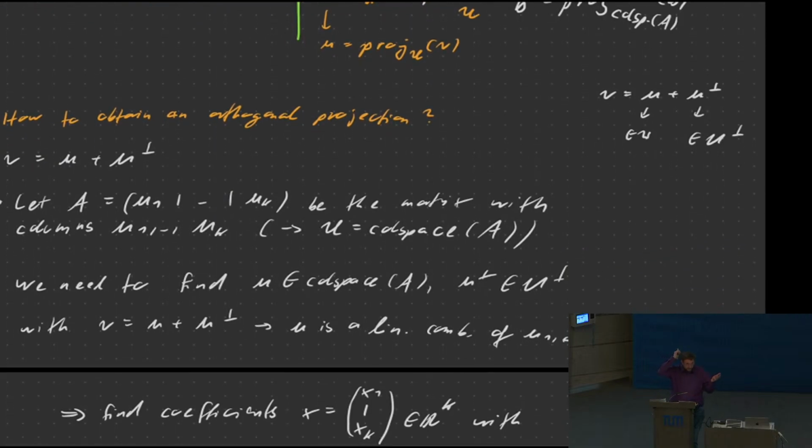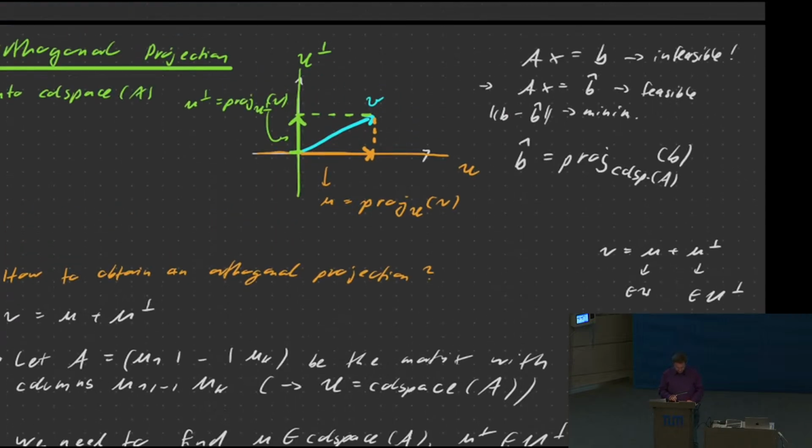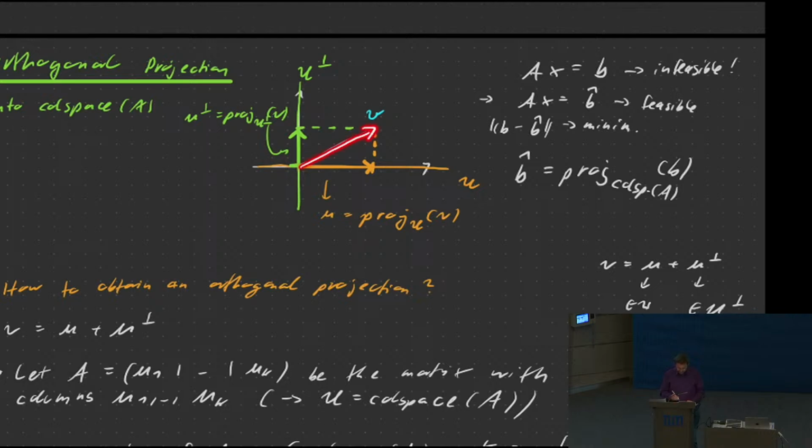Okay, so how can we obtain that? Of course, we can use the formula that we've just seen. In this case, we can make our lives a little easier by using a different approach. And that is the following. So assume you have a vector V. You want to project that on some space U, like this one. And you want to have this projection, and you want the orthogonal part. So you want to decompose V into some vector U that is in that orange space and some vector U ortho that is orthogonal to that orange space, whatever the dimension is.